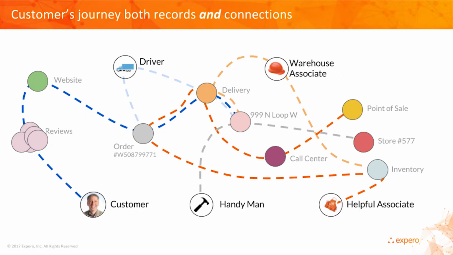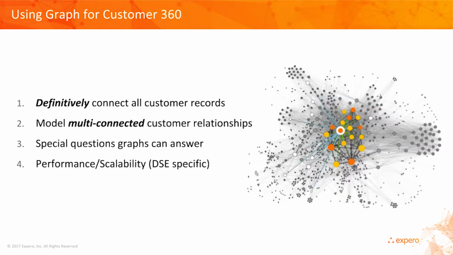Specifically today, we're going to talk about 4 benefits of using Graph for Customer 360. We're going to look at the ability to definitively connect all of your customer records, the benefits that Graph has for connecting records that have multiple connections between them, not just one foreign key or one loose connection. We're also going to look at specific algorithms from graph theory that may help with Customer 360. And then we're going to look specifically at the performance and scalability that's possible with DSD Graph.